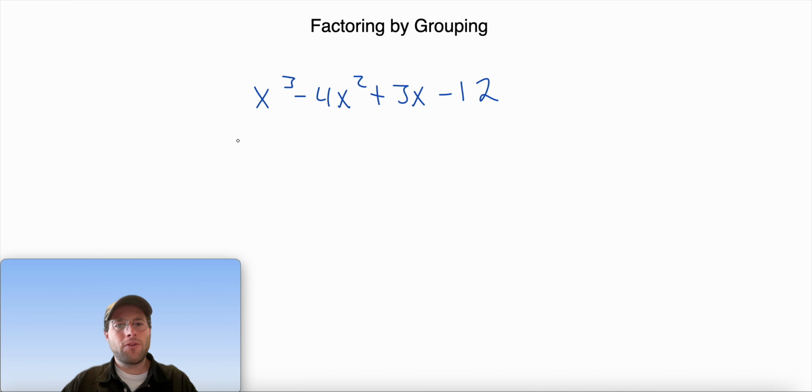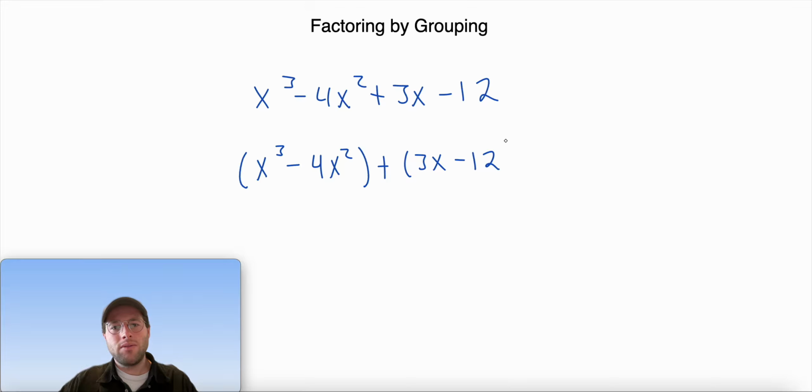All right here. So the first step that we want to do in factoring by grouping here, well, if we could take out a greatest common factor here, we would do that. But this one does not have a greatest common factor that we can take out. So we're going to go ahead and move on to the next step. We are going to group these first two terms together. So we're going to have x to the third minus 4x squared. And then we're going to group the next two terms together. So we'll have 3x minus 12.